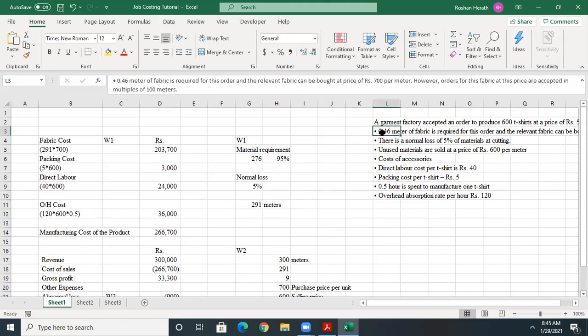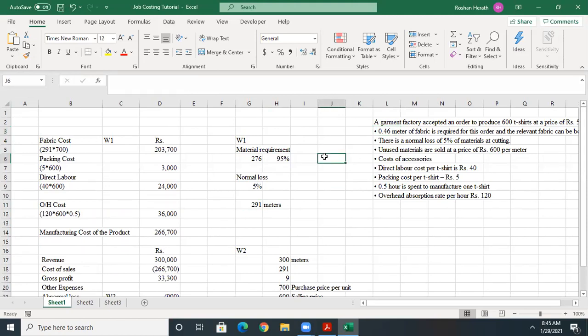You can see that the question says per unit, in order to produce one t-shirt, it takes 0.46 meters of fabric. So if I work that out for 600, it effectively needs 276 meters. However, the question says that the normal loss in the production process is 5%. So therefore, you must allow that normal loss, right? Once you allow that, how many meters of material do you require per shirt?